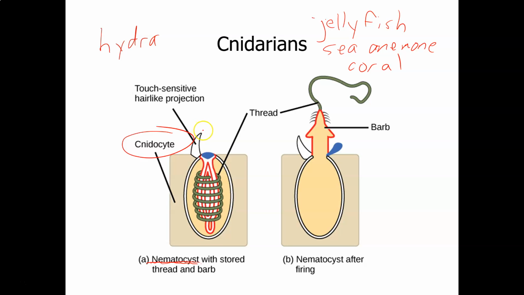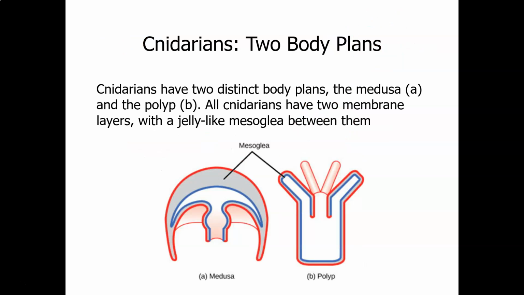Whenever this projection here touches an organism that's also swimming, in the ocean or in the lake alongside the cnidarian, it triggers that. It's like a spring-loaded mechanism, and it triggers the barb to come out, and the thread and that barb injects the toxin into the prey and paralyzes the prey, and then the jellyfish or whatever is able to consume it.